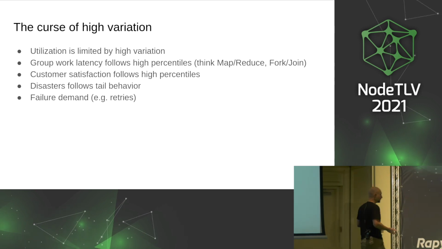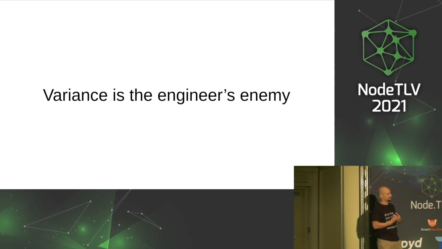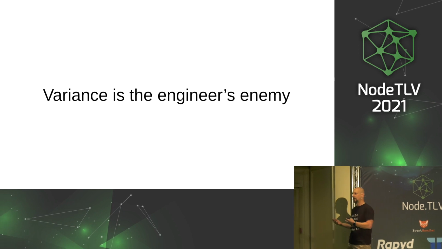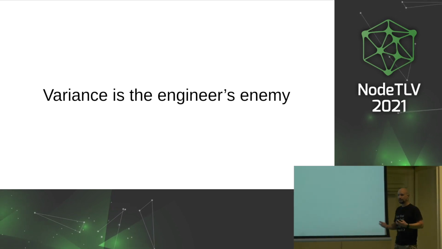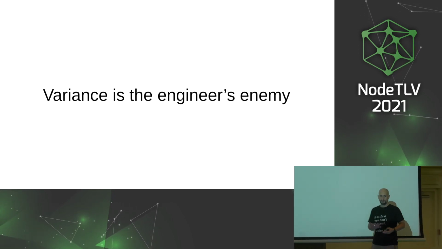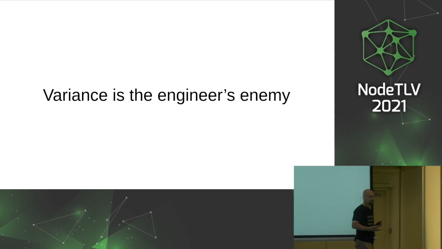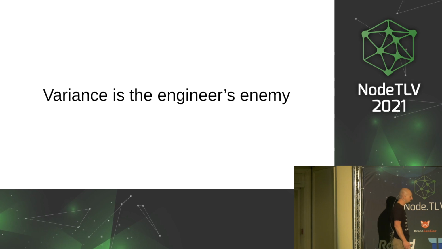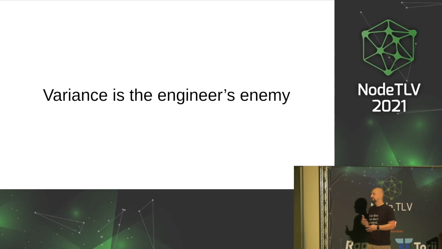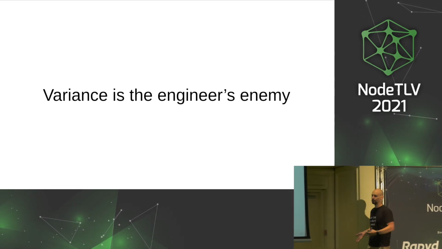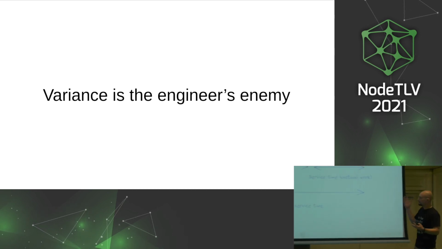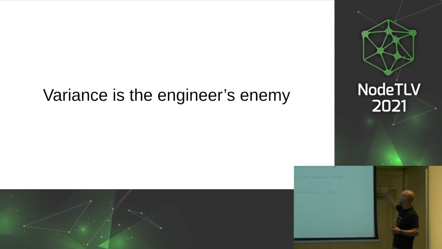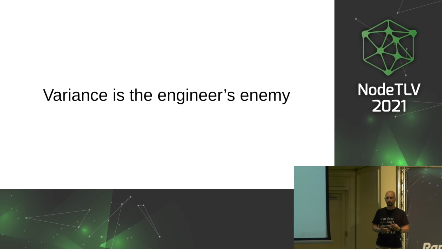So for all those reasons, variance is the biggest challenge that engineers have in the back end. Okay? We try to reduce variance wherever possible. Not always is it possible. Sometimes we actually use variance to our advantage. For example, in hardware, we often use different types of hardware to protect against correlated failures. But in general, variance is the engineer's enemy. This is something that we combat every day.